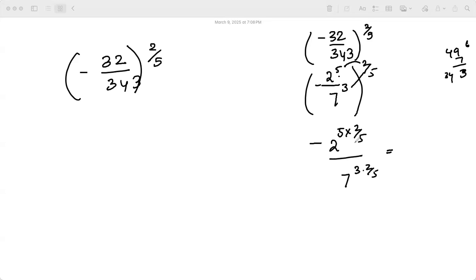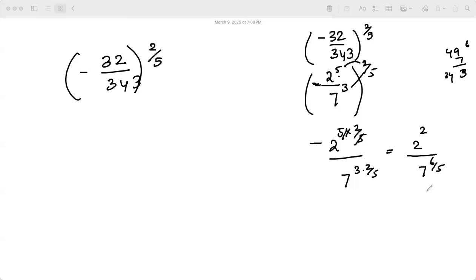Yeah. Okay, now 5 and 5 got cancelled. Minus 2 is still there, and the square is still there. But the minus you can take off because whatever is inside the parenthesis is squared. So the minus, when it is squared, is going to become positive. So let me take off the minus. So this is 2 squared divided by 7 power of 6 by 5. Am I making sense? Yeah.